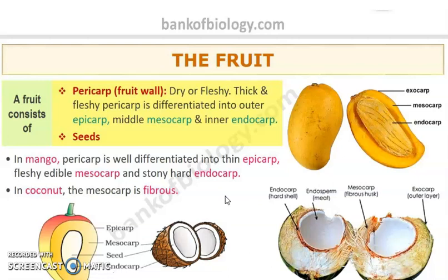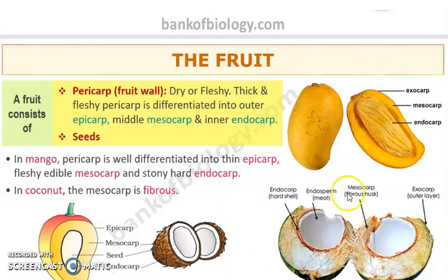So the pericarp can be dry or fleshy, and if the pericarp is fleshy, then it will be thick, and the fleshy pericarp is differentiated into 3 layers. One is the outer epicarp, the middle mesocarp, and the inner endocarp, right? So a fruit consists of pericarp and the seeds. If it is dry, it can be of 2 types. One is dry and the other one is fleshy, right? If it is fleshy, the thick and fleshy pericarp is again differentiated into 3 layers.